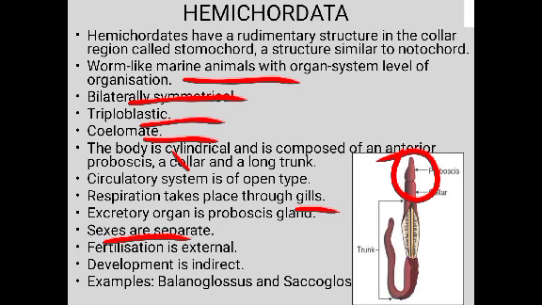Okay, fertilization is external, occurring in the surrounding water, and development is indirect. That means a larval form is present. The egg will hatch into a larva which does not resemble the adult. Examples are Balanoglossus and Saccoglossus. The picture you are seeing here is Balanoglossus.